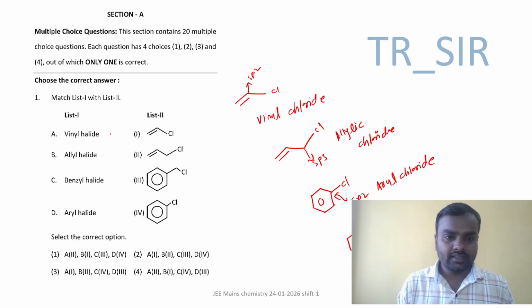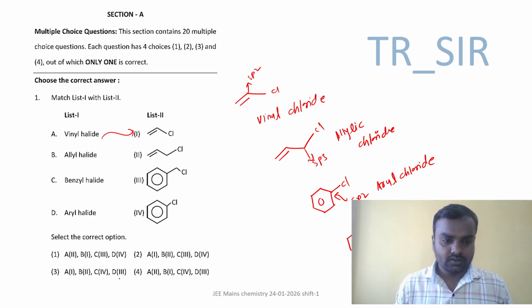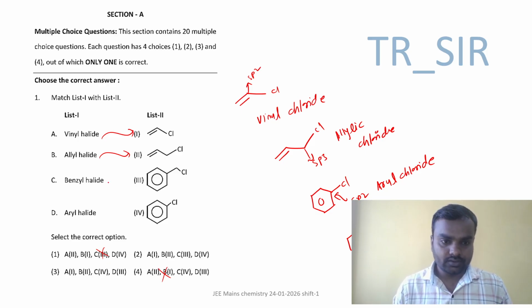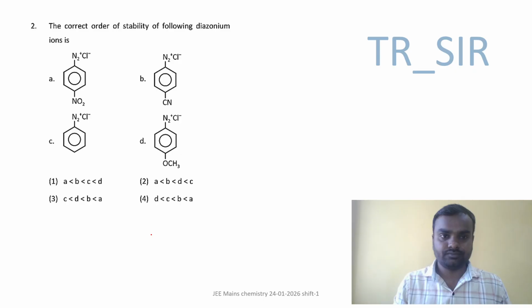Vinyl halide means that will be A1, so options 1, 2, 4 will not come. And allyl halide, B2. And C, benzyl halide: sp3 carbon connected to chlorine, so this will be benzyl halide. Aryl halide, D4. So that means option 2 will be the correct answer for this question.